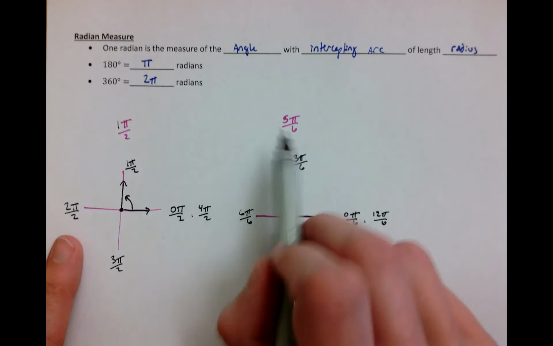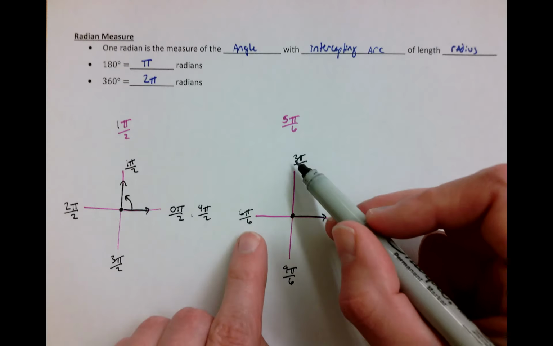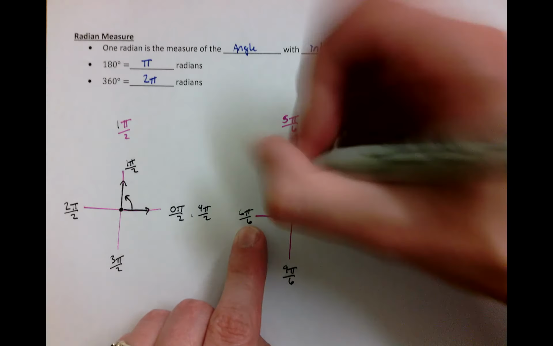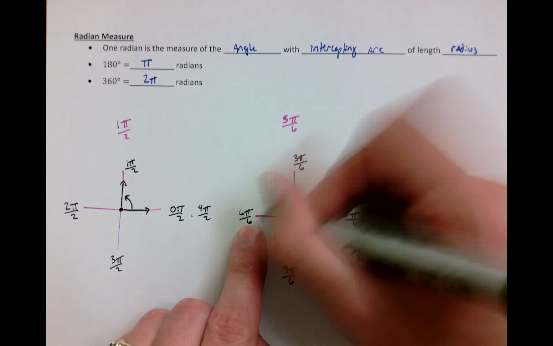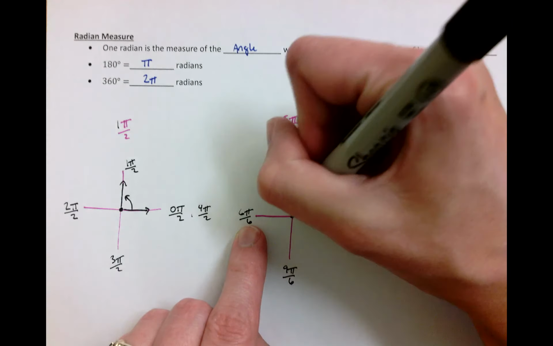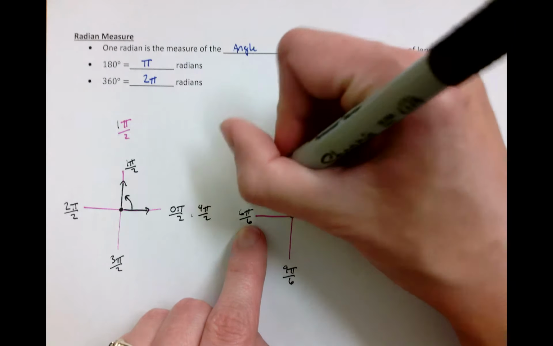So when I want to find 5 pi over 6, the angle that I'm looking for, well, here's 3 pi over 6, here's 6 pi over 6. So 5 pi over 6 is going to be between the two of these, closer to 6 than it is to 3. Okay, and then I'm going to draw my arrow.